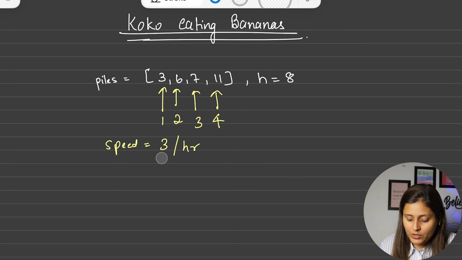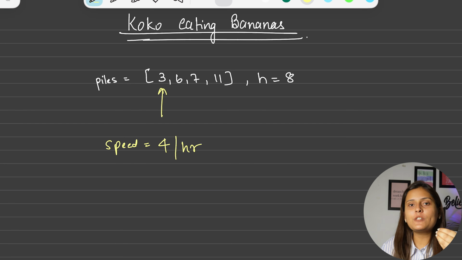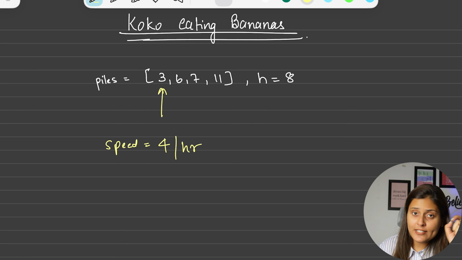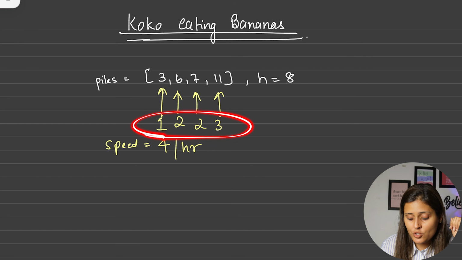So now with what number will I check? With 4 I will check. So let's check with speed 4. To complete 3 bananas, definitely she'll take 0 point some hours, means 1 hour total. Now for 6 it will be 1 point something, means 2 hours. Again for 7, 1 point something, means 2 hours. And for 11 it will be 11 divided by 4, so 2 point something, means 3 hours. So in total 1 plus 2 plus 2 plus 3 is nothing but 8.